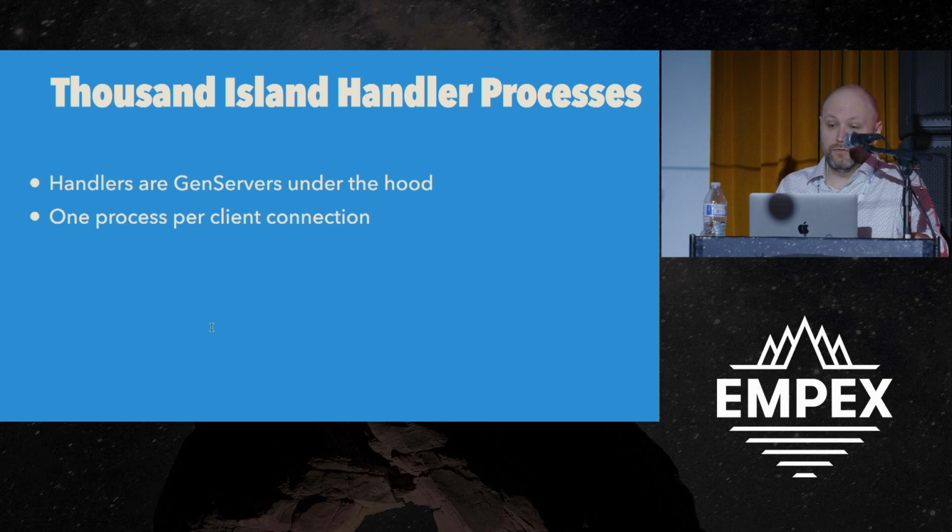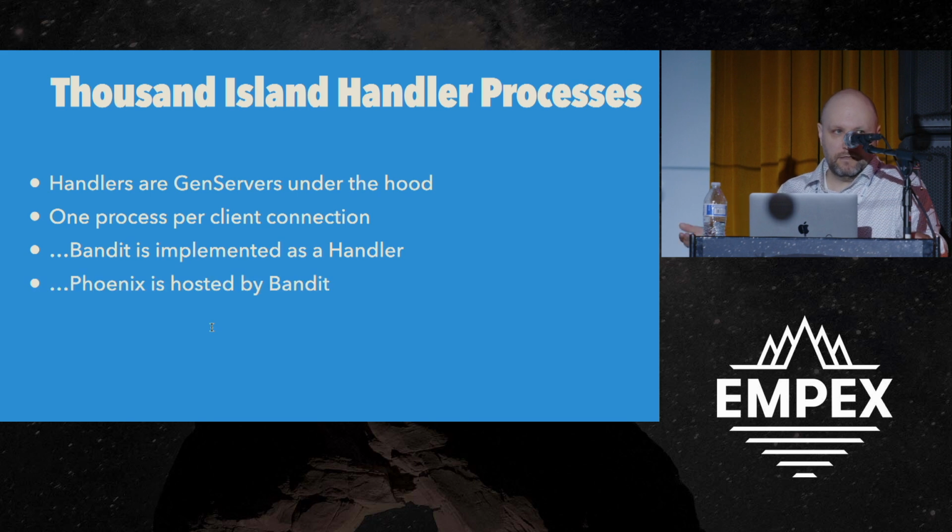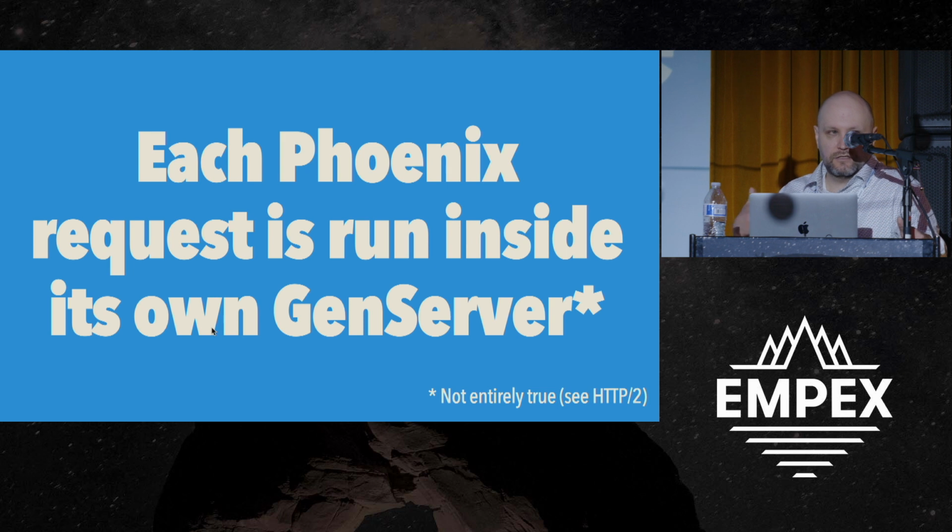But it also has some implications about where your Phoenix requests run, right? Recall that Bandit is a Thousand Island handler. Bandit now runs Phoenix. So each Phoenix request actually runs inside of its own gen server, at least on Bandit and at least with HTTP1. If you go and look at that stack trace we saw earlier, you'll actually see gen server frames at the very bottom of that.